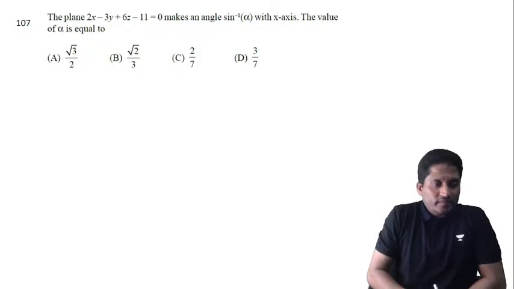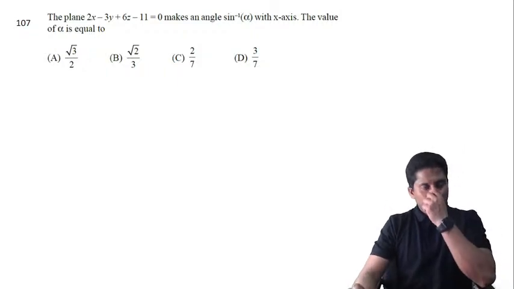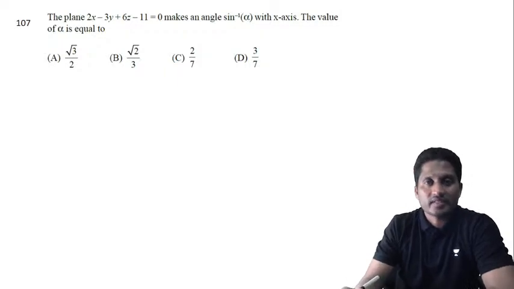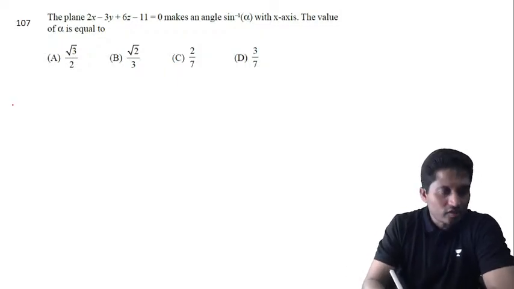Question number 107. The plane makes an angle sine inverse of alpha with the x-axis. The dr normal to this plane.